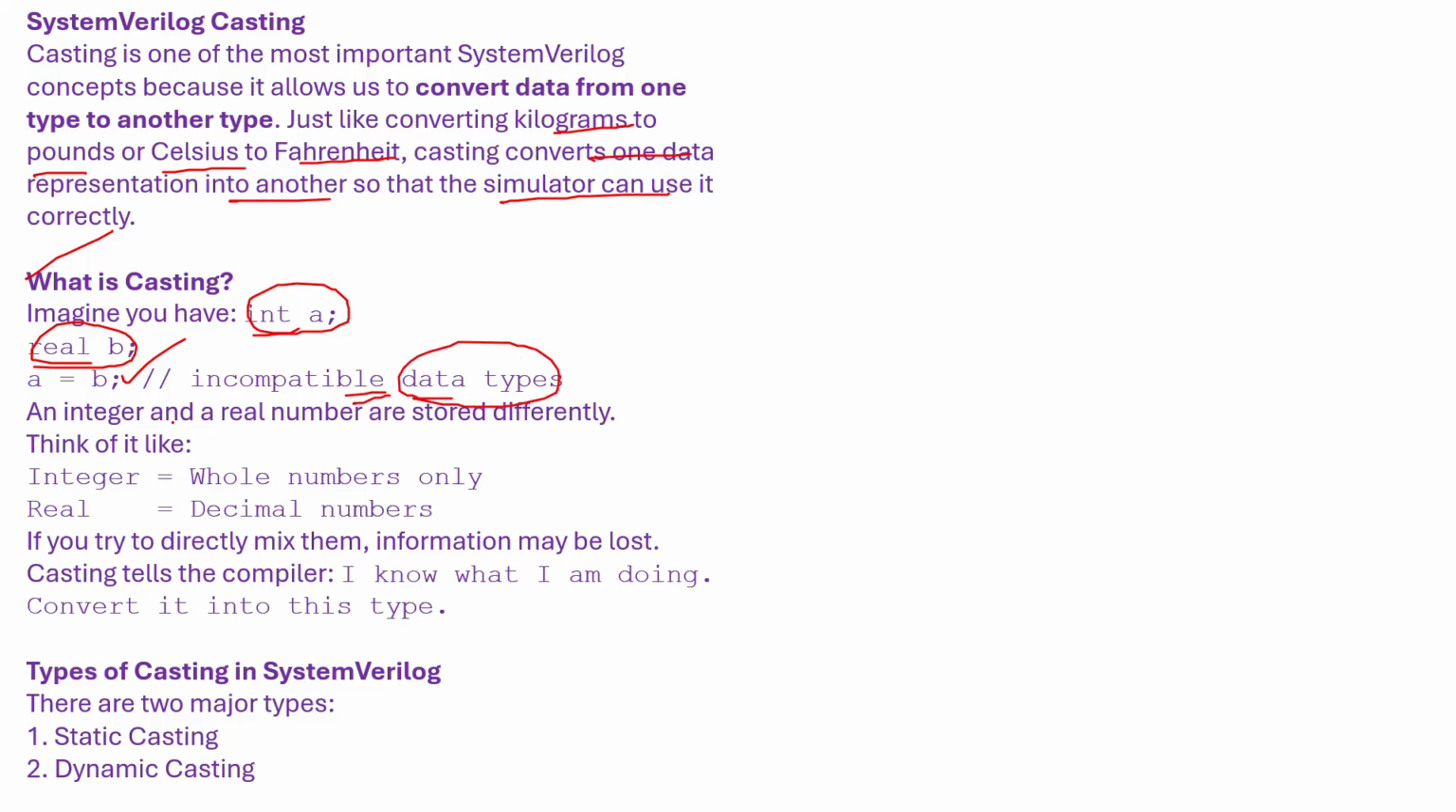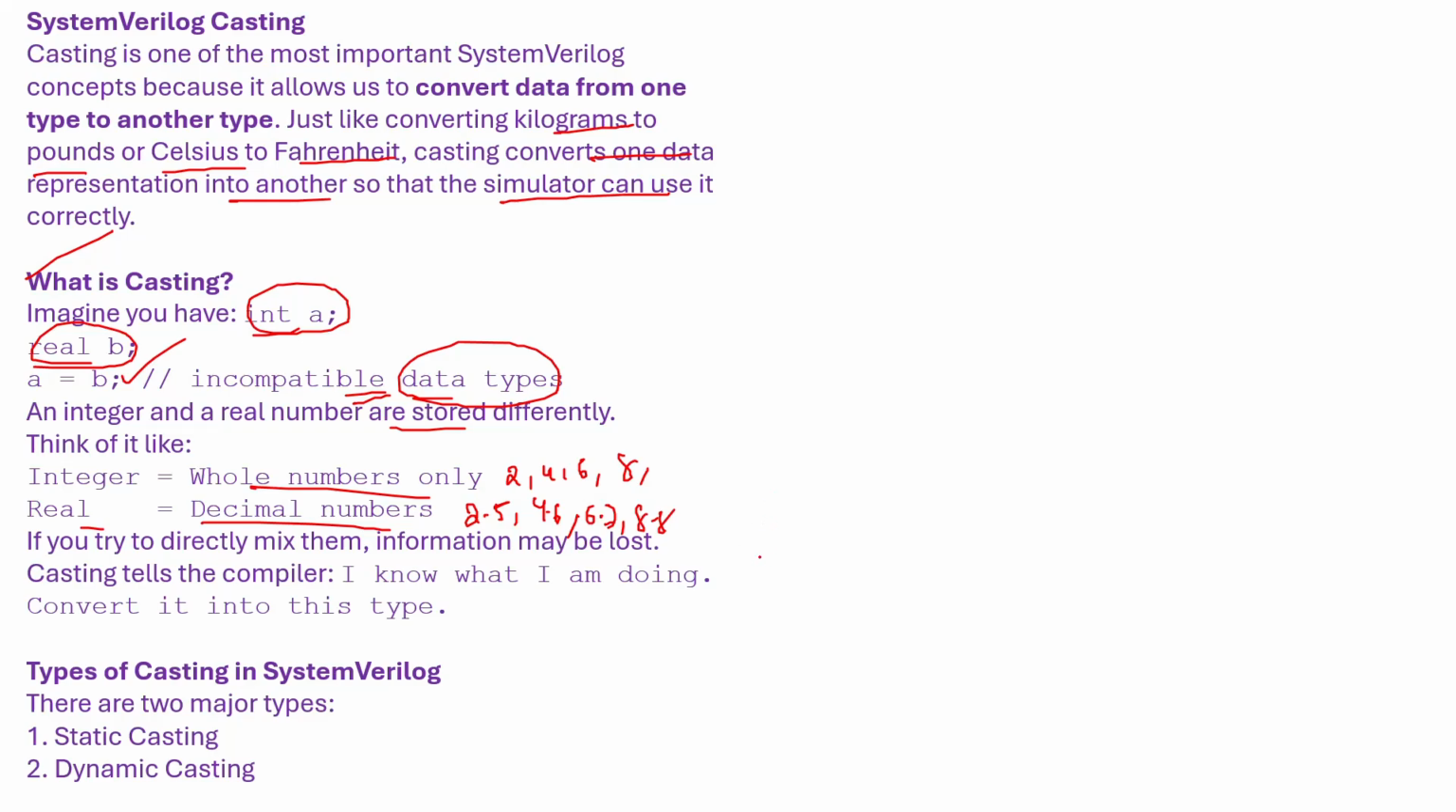So these are incompatible data types. An integer and a real number are stored differently. An integer is a whole number and real is a decimal number. See here: 2, 4, 6, 8 in this way, and here 2.5, 4.5, 4.6, 6.7, 8.8 in this way I am storing the values. Those two values I can't equate, so that is the reason we use casting.